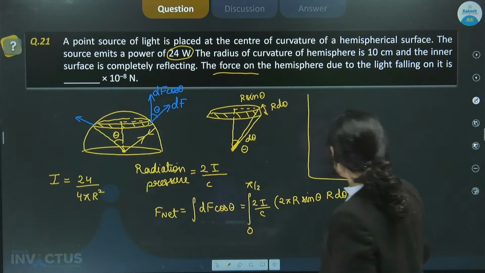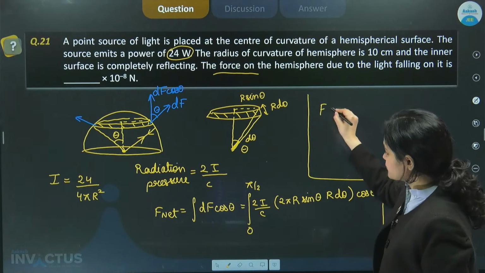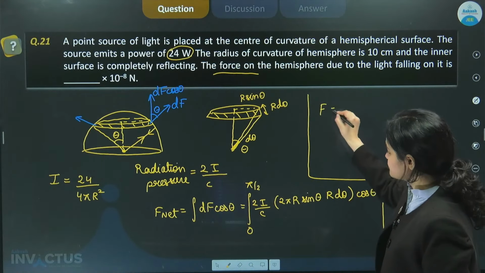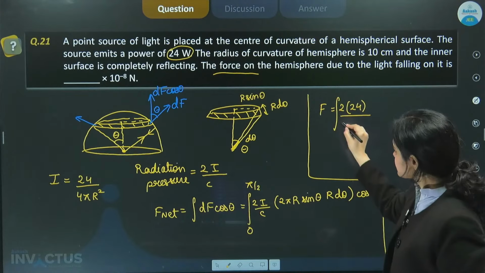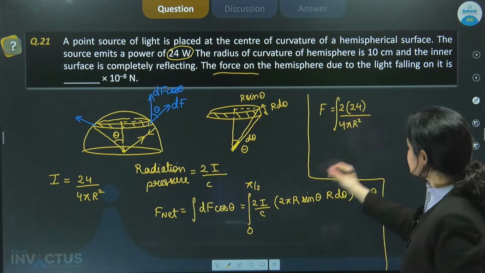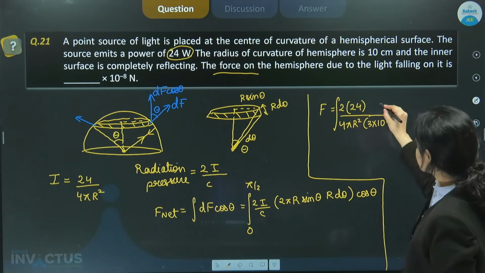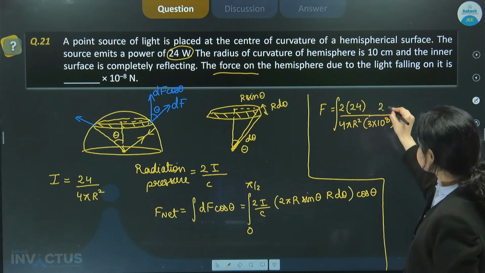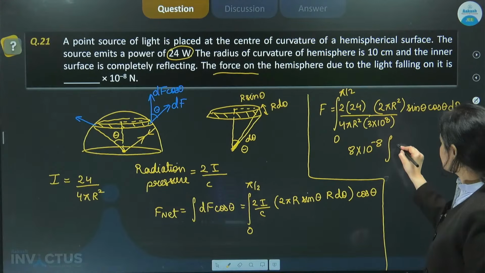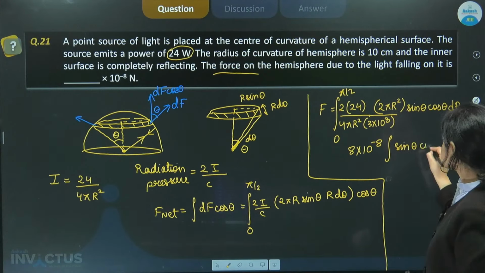All right. Now I is given to us. Let's place a few values. So this turns out to be F is going to be equal to integral of 2 times 25 watts upon 4 pi r square. Now the value of c is 3 times 10 to the power 8. All right. Now this is 2 pi r square, and we have sin theta, cos theta, d theta. Okay, this is what we have from 0 to pi by 2. So once you see 4 pi r square is getting cancelled, this is going to give you 8 times 10 to the power minus 8 integral of sin theta cos theta d theta.